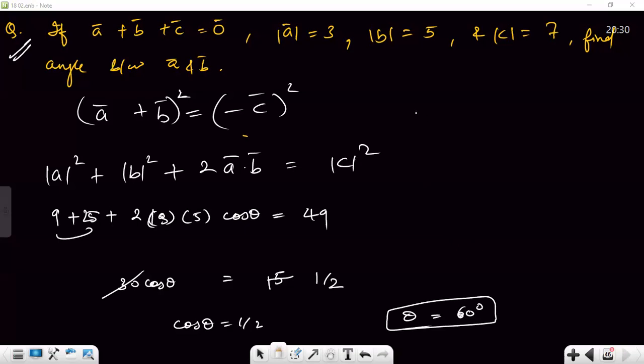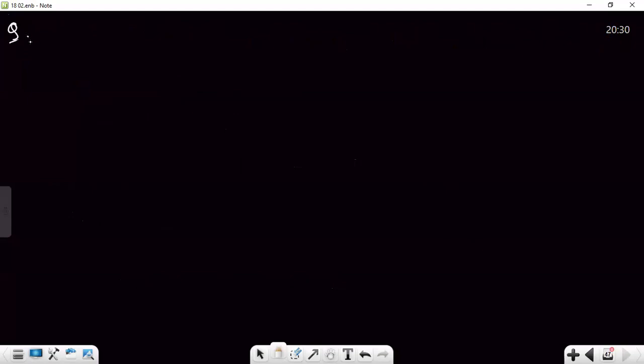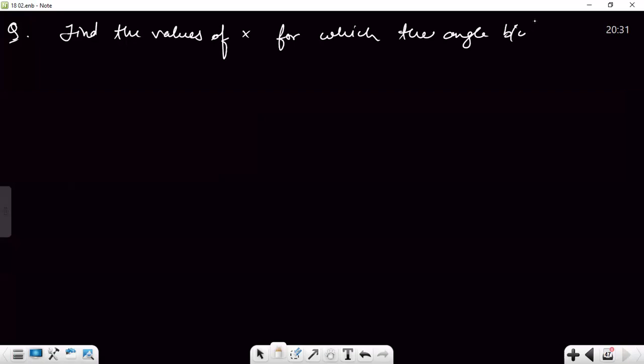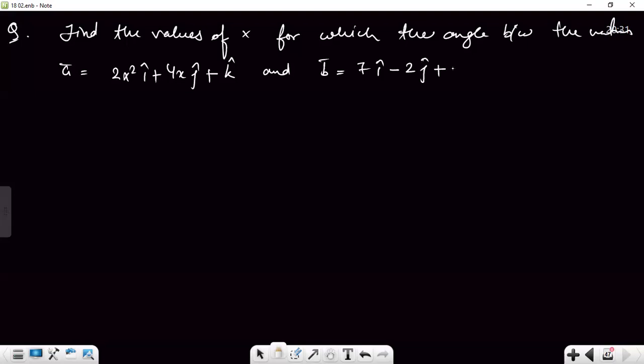There's a similar interesting question. For which values of x is the angle between the vectors A, which is 2x square I cap plus 4x j cap plus k cap, and B vector, which is 7 I cap minus 2 j cap plus x k cap, obtuse?